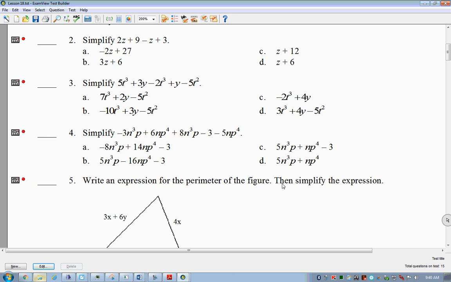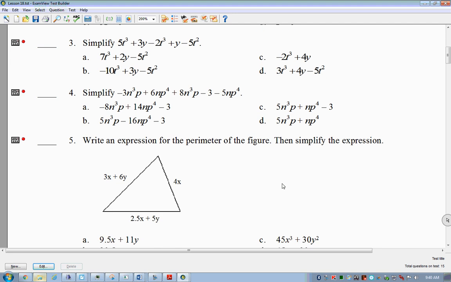Right? Number 2, simplify 2z plus 9 minus z plus 3. What exists in front of a variable where there is no number? 1. So I have 2z plus 9 minus 1z plus 3. All right, what are my like terms? 2z and negative z. Yes, you can combine a number without a variable. Constants are all like terms. Okay, so 2z minus z is what? 1z or z, and I've got 9 plus 3, which is 12, so I should get z plus 12. Okay.